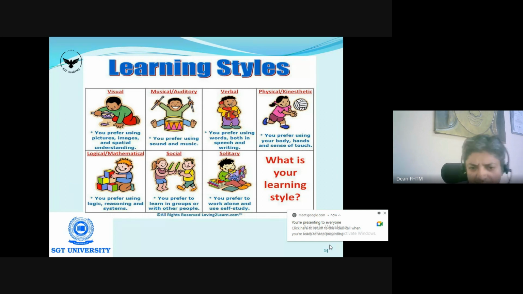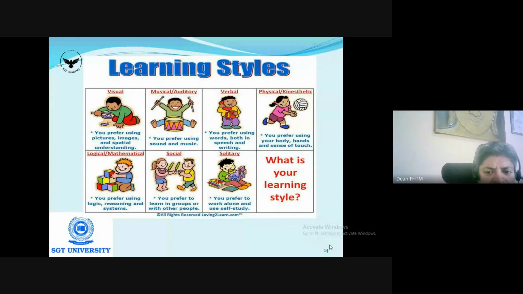Yeah. So this is again one more explanation of your learning styles. There is a visual learner, a person who learns using pictures, images, spatial understanding. Musical or auditory learners prefer to hear sounds and music. Verbal, again similar to musical, but verbal means using words in read and write.